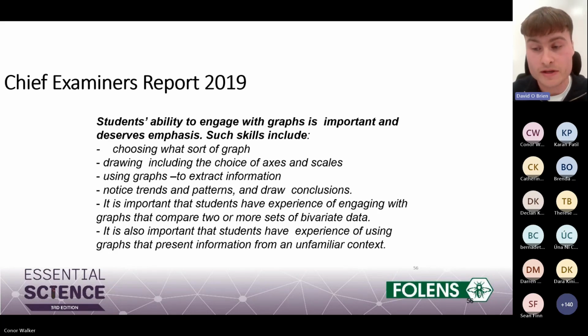That's very, very important. For example, the question came up in the junior cycle about the hardness of bread, and it was the white bread and the brown bread. That would be bivariate data that the Essential Science package can really help your students get experience of.